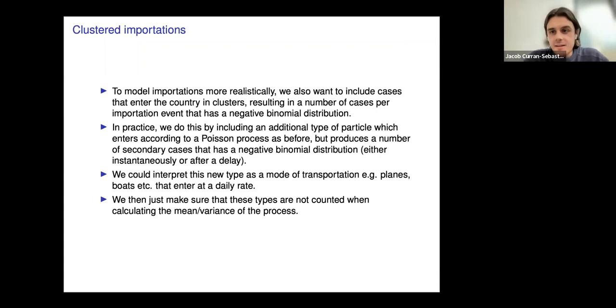But this is the thing that we would want to do. How we get around it is we still have cases coming in according to a Poisson distribution, but then we use the superspreading model that we had before. Remember, in the superspreading model, we replaced our standard offspring distribution with a negative binomial. We can do this in the same way with imported cases. If we interpret imported cases as, say, planes or cars or boats, and we don't count them, but we say that they have a negative binomial number of secondary cases, then this gives us clusters of cases that go on to seed outbreaks in different places. It's a slightly cheating way of doing it, but it seems to work. That adds a little bit of realism as well. Then we just need to be super careful that we're not counting these cases when we calculate the mean and variance of the overall process.